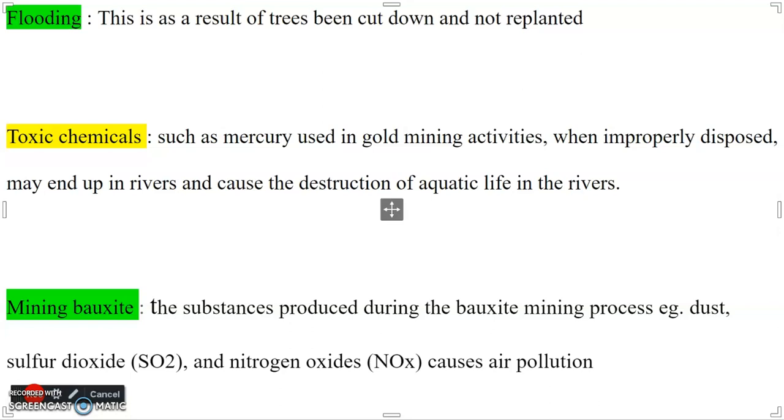Another answer that you could write for this question is mining, right? From mining, one of the environmental consequences could be that the substances that are produced during the bauxite mining process, for example, the dust and the nitrogen oxides, cause air pollution, right? So these are just some of the answers that you could write when answering a question such as this one.